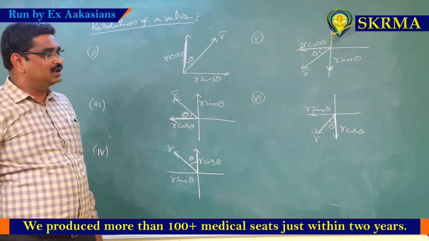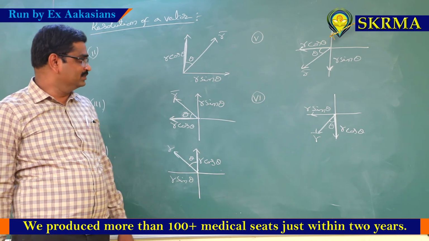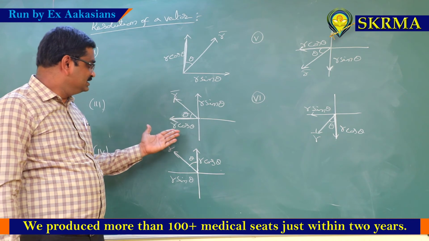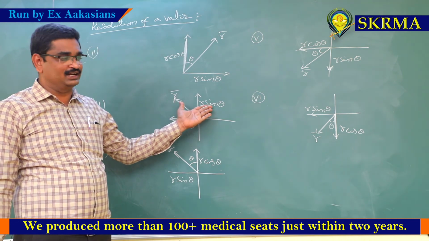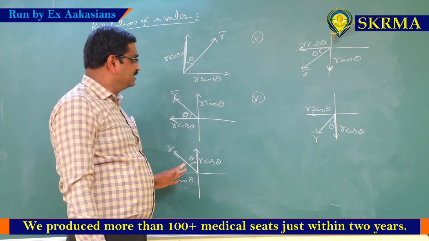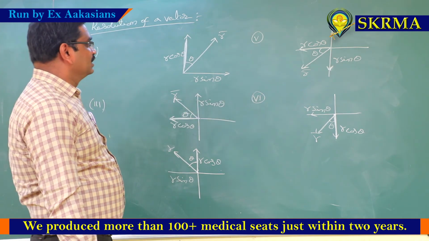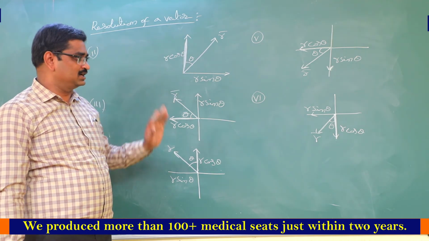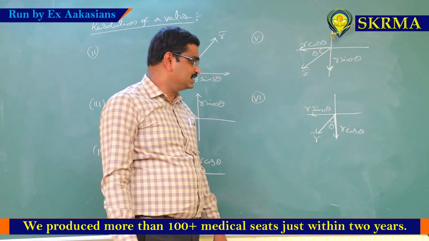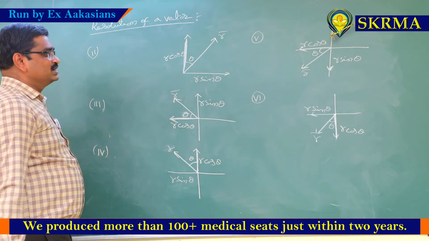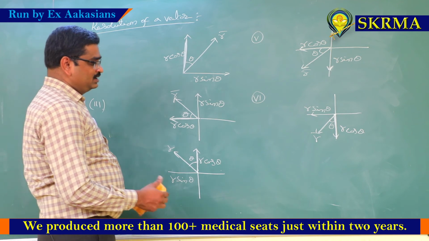So the components in all cases are not the same. In this case, this is the sin theta term, this is the cos theta term. In this case, this is cos theta, this is sin theta. But in all these cases, one thing is common: the adjacent side of theta is always the cos theta term. So based on that, we can solve for the components.